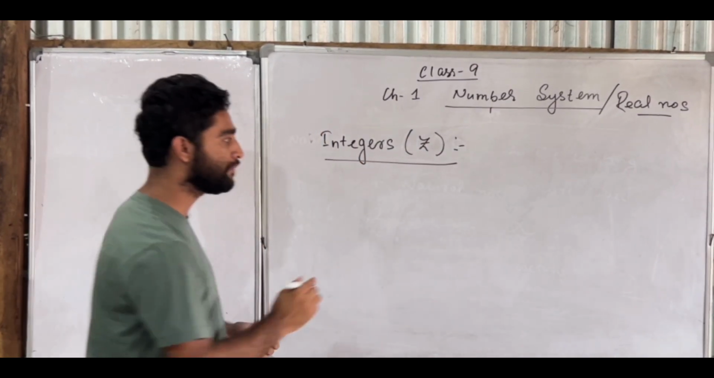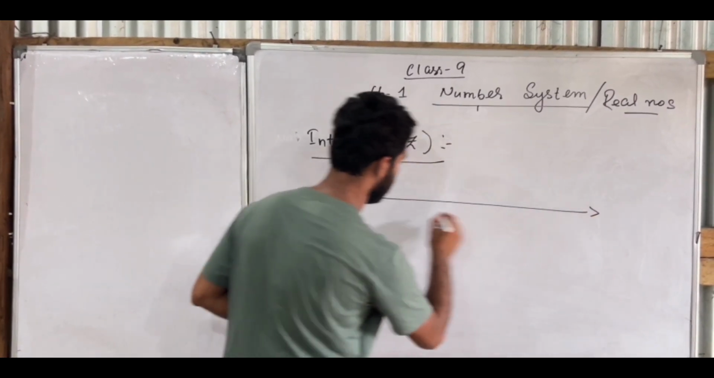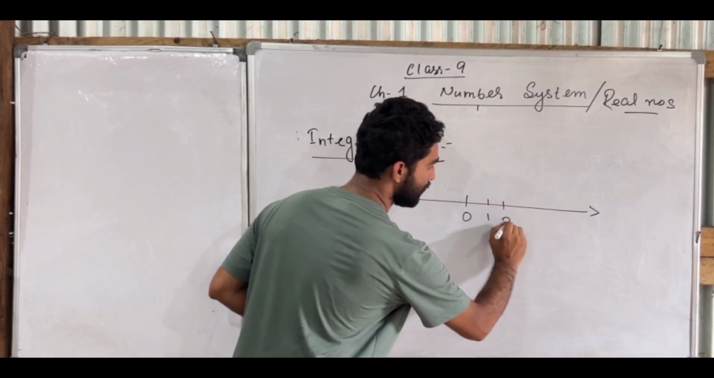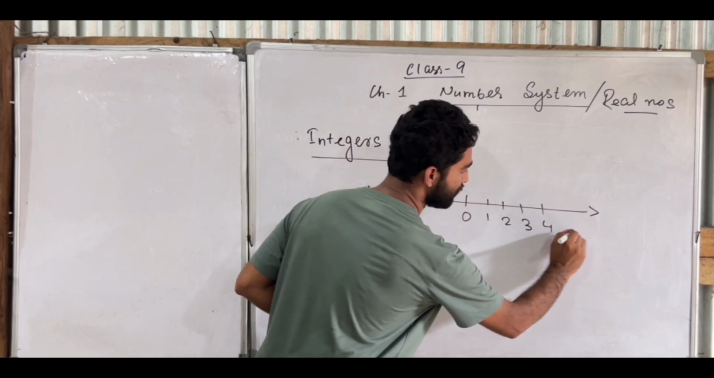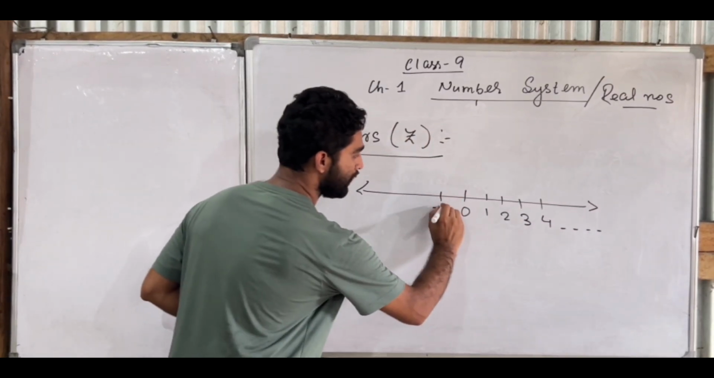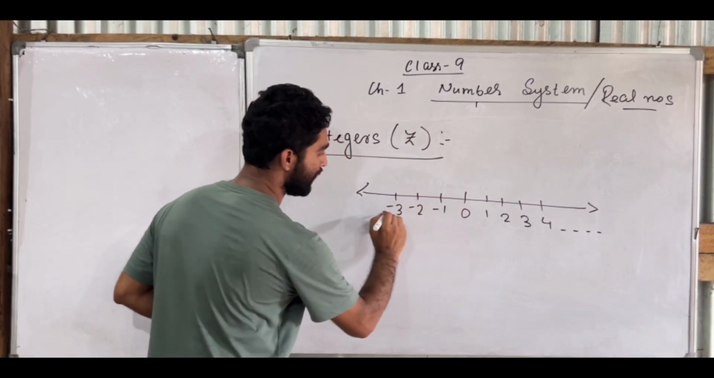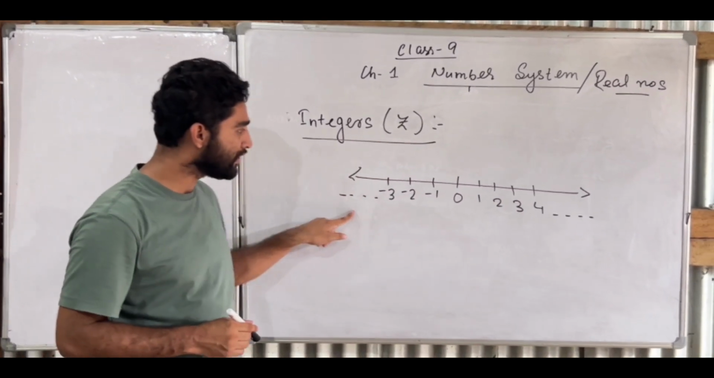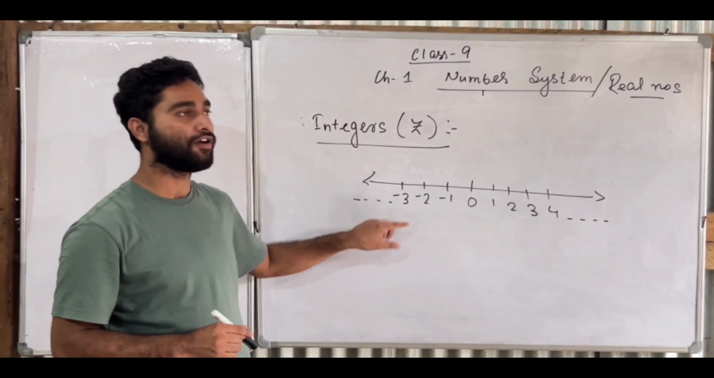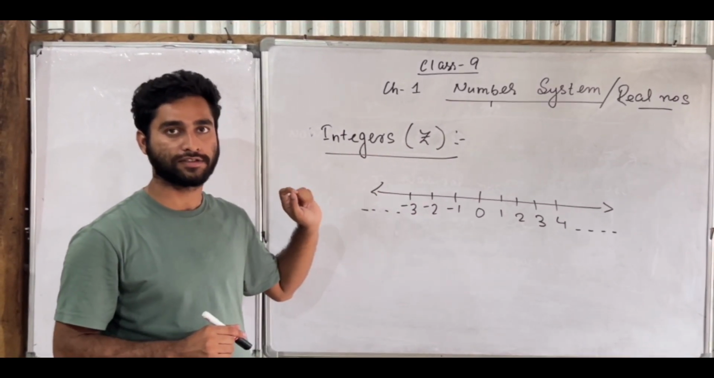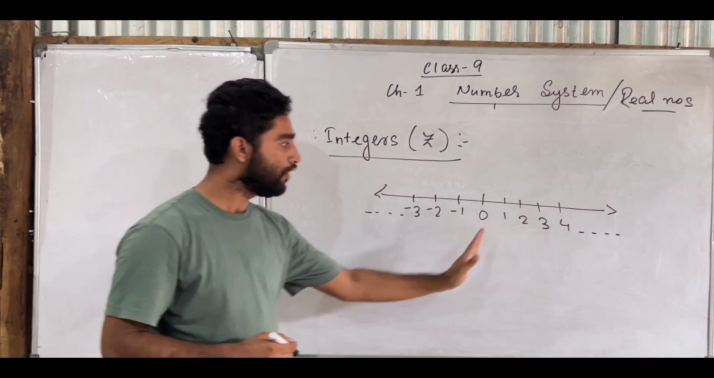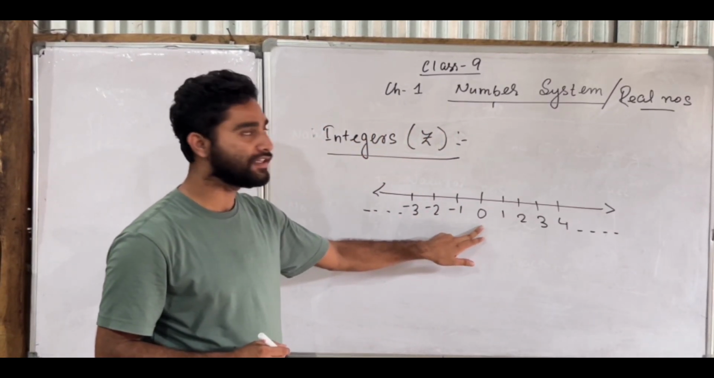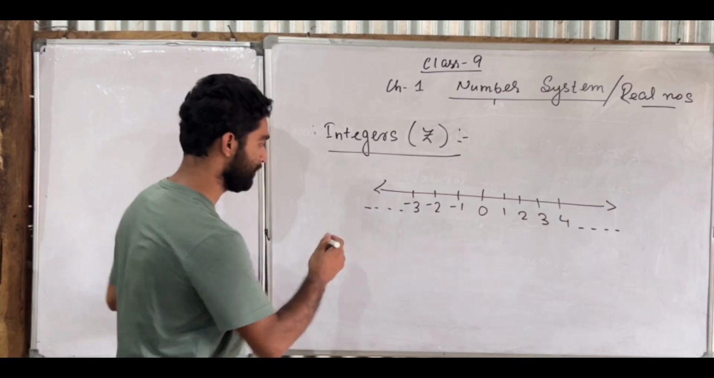Now, let's suppose if I draw a number line, so center will be 0. Right side plus 1, plus 2, plus 3, plus 4, like this. Left side will be minus 1, minus 2, minus 3, like this. So what are integers? So in this number line, whatever number I have written here, all these constitute our integers. So how can we define the integers? All the positive natural number, all the negative natural number, including 0, are called integers.